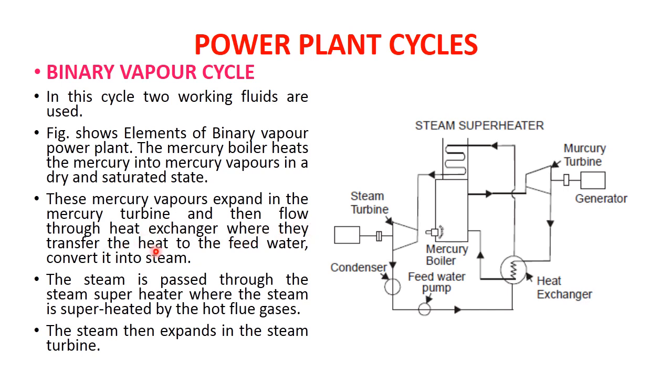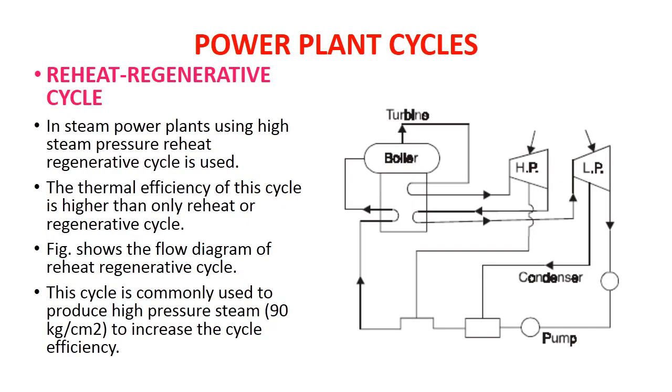So here you can see that these mercury vapors expand in the mercury turbine and then flow through the heat exchanger, where they transfer the heat to the feed water and convert it into steam. So from the mercury turbine, these mercury vapors will be expanded, and then again sent to transfer heat to the feed water, which converts into steam. The steam is passed through the steam superheater, where it is superheated by the hot flue gases, and then the steam expands in the steam turbine. So it is using two working fluids in this binary vapor cycle.